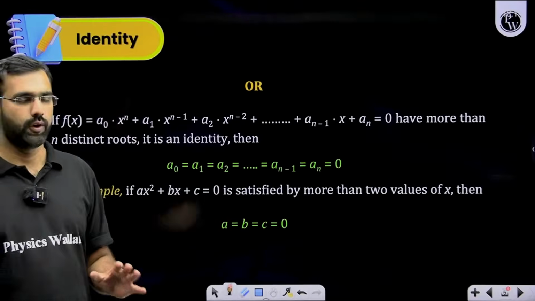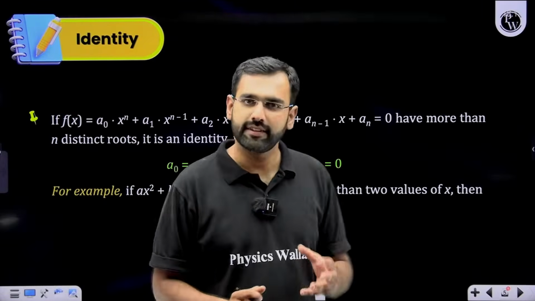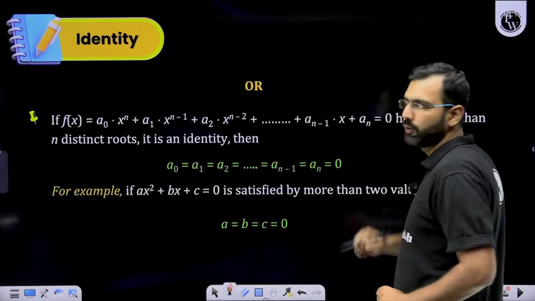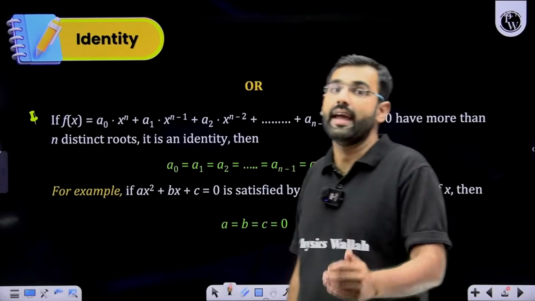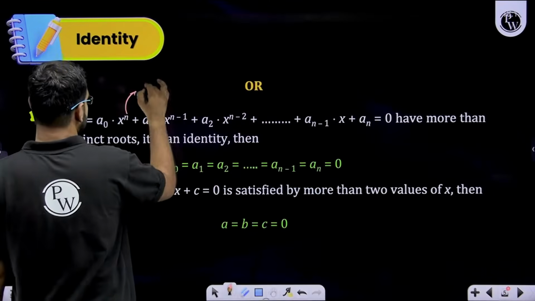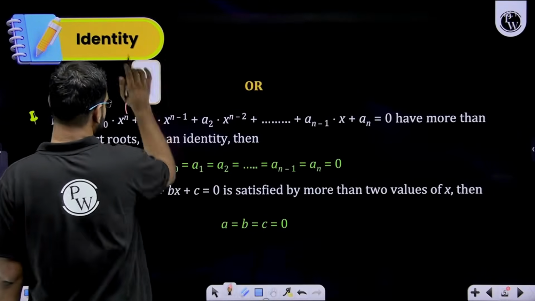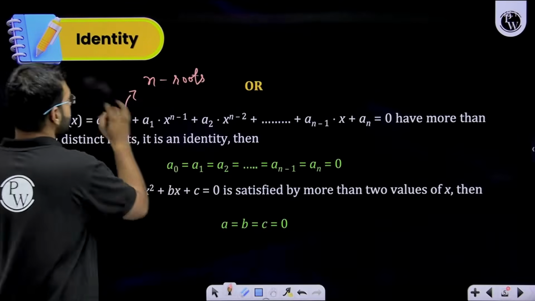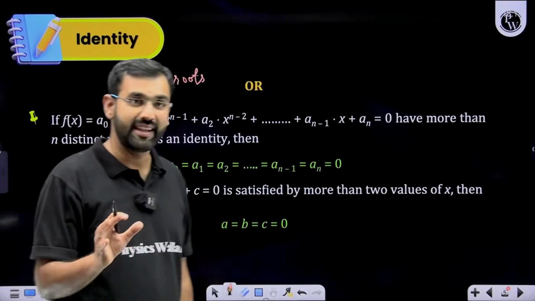Or in different words, let's say in the question it is written that this is an nth degree polynomial which is equal to 0. So we may treat it as an nth degree equation. So if it is an equation of nth degree, it can have maximum how many roots? The maximum number of roots it can have will be n. So the maximum number of real roots it can have will be n.